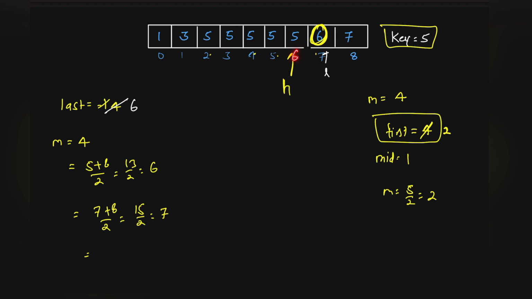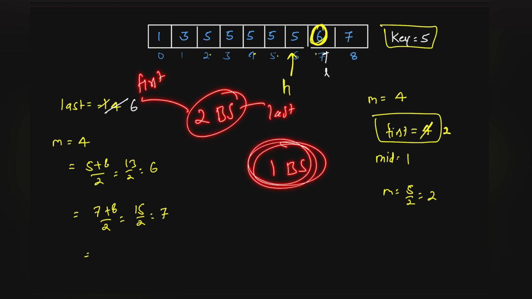So 6 is my index of the last occurrence of 5, and the first is 2, that is the first occurrence of 5. So we got the required answer. What we did is we used two binary searches, one to find the first occurrence and one to find the last occurrence, because in one binary search we cannot find both positions. We can either find the first or we can find the last. So that's the reason why we need two binary searches. So this is the perfect solution to find the first and the last occurrence of the element.